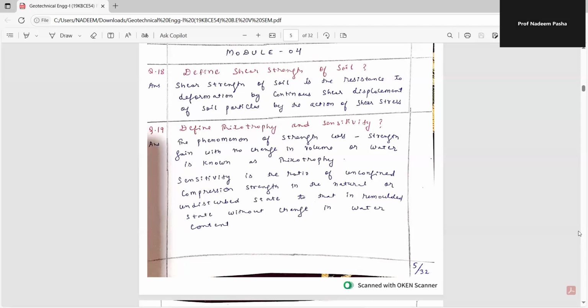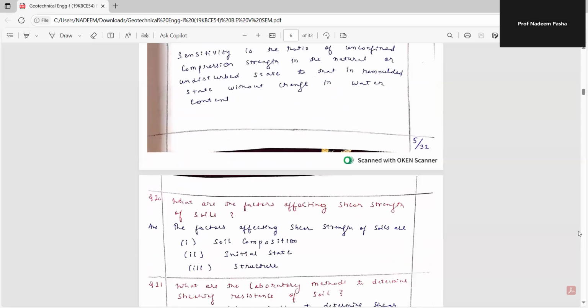Sensitivity is the ratio of unconfined compressive strength in the natural or undisturbed state to that in the remolded state without change in water content. Sensitivity is different. Sensitivity क्या है? Ratio of unconfined compression strength in the natural or undisturbed state to that in remolded state without change in water content.